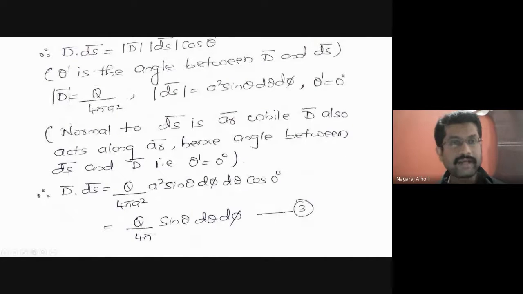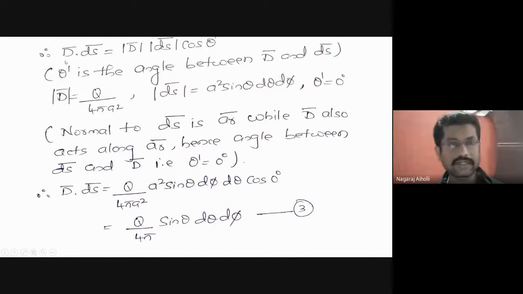Now we want to evaluate d bar dot ds bar, the dot product. We know that d bar dot ds bar is given by the magnitude of d bar into the magnitude of ds bar into the cosine of the angle theta between the two. When we take the dot product of a dot b, how do we write it? Magnitude of a into magnitude of b into cosine of the angle theta between a and b. It's the same thing.